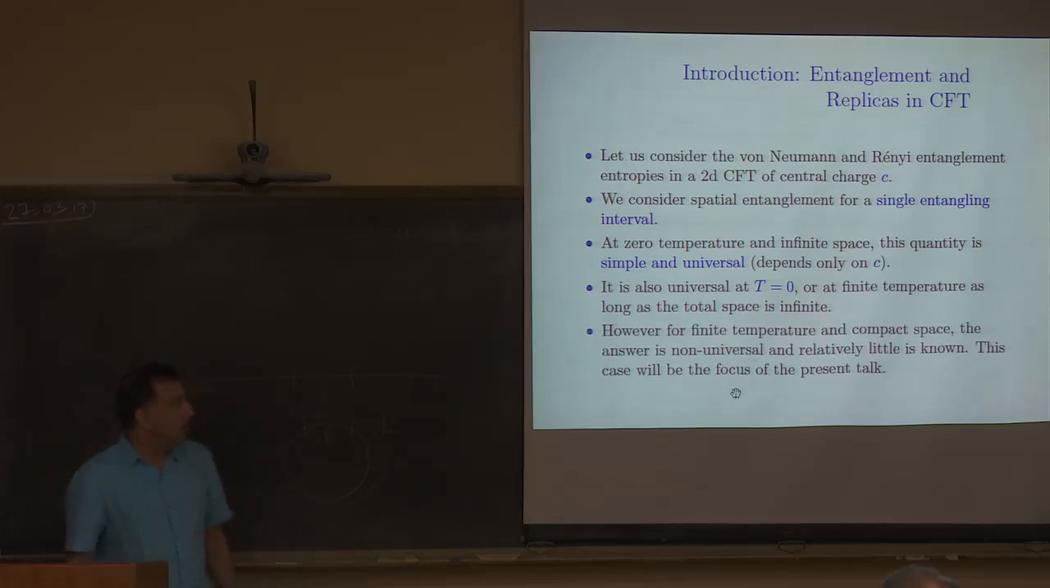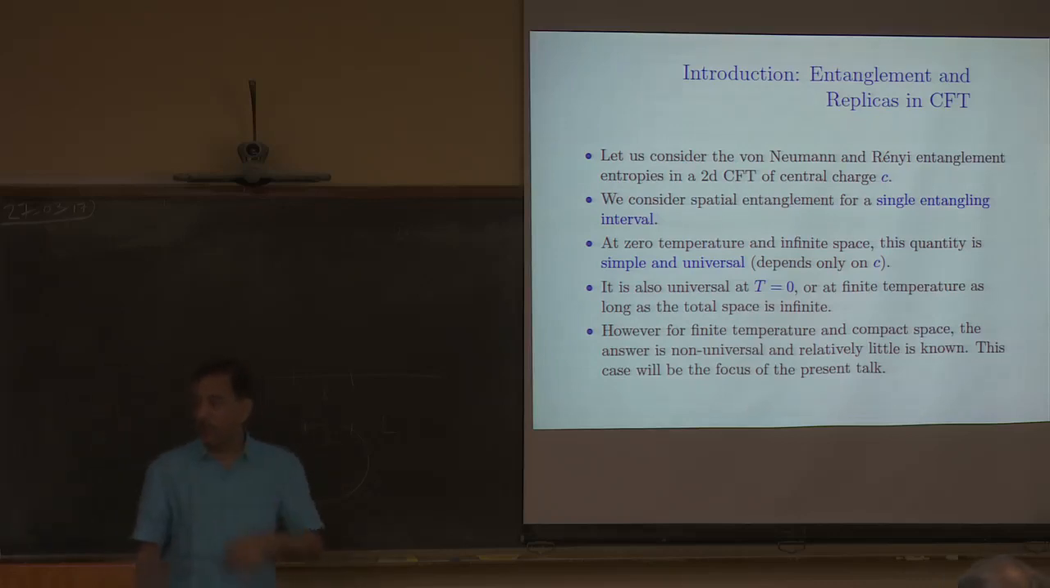So that, of course, for the mathematically inclined, suggests: why don't we consider finite temperature and compact space. So the space looks like this, and the temperature is finite. And then the answer is non-universal and relatively little is known. So this is a fun place to do calculations, and is the case that I'll discuss here.